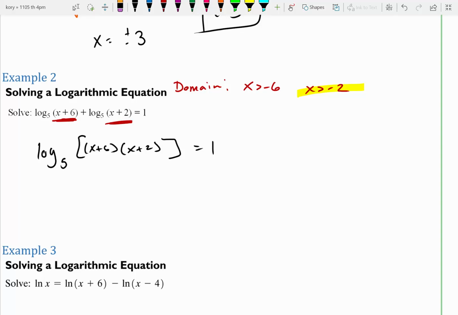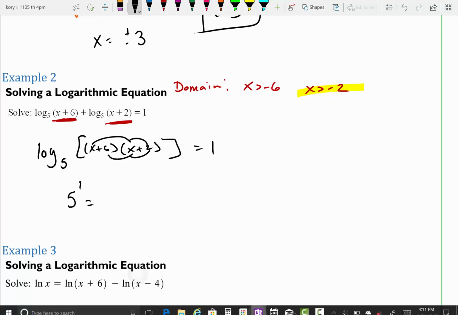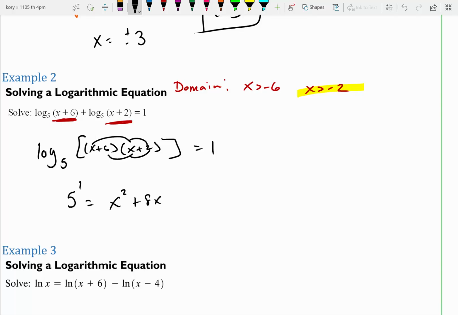From here, we can go ahead and switch this to an exponent, because we can say we have base 5 to the power of 1 equals, and then we can FOIL this to x squared plus 8x plus 12. Now, can't we solve this now? Yeah, we can easily solve this by subtracting 5 from both sides, because 5 to the power of 1 is just 5. So we get x squared plus 8x plus 7 equals 0.